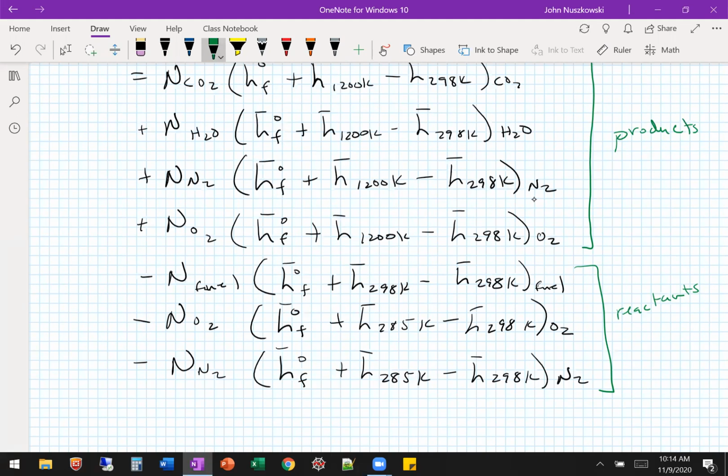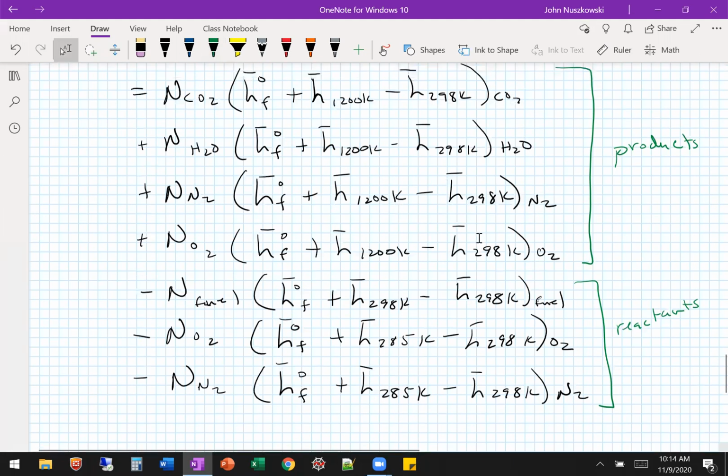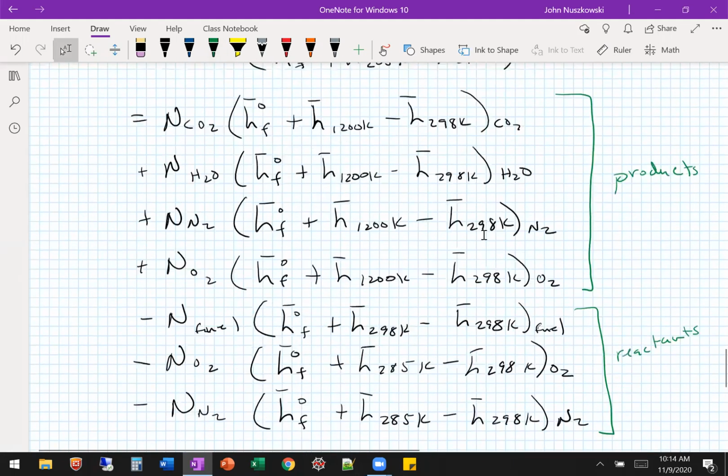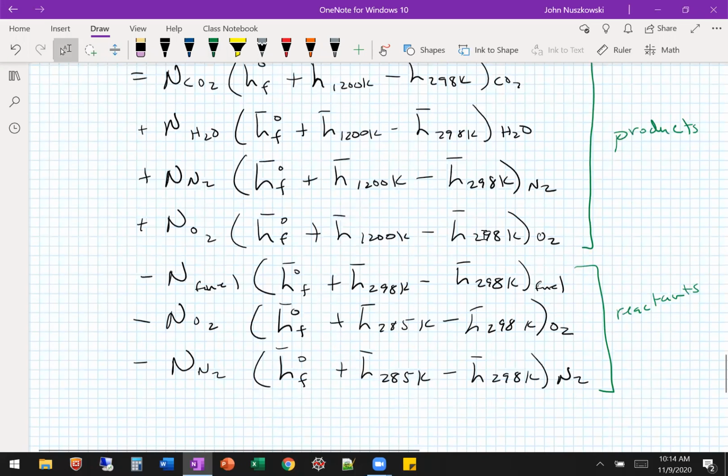All right, we're running out of time, so we can now simplify this. We see things that are the same, right? In the fuel, it's 298 minus 298, so this minus this ends up giving us 0. The other thing from lecture is the enthalpy of formation for N2 and O2 is 0.